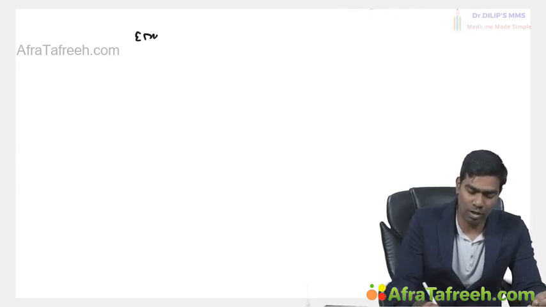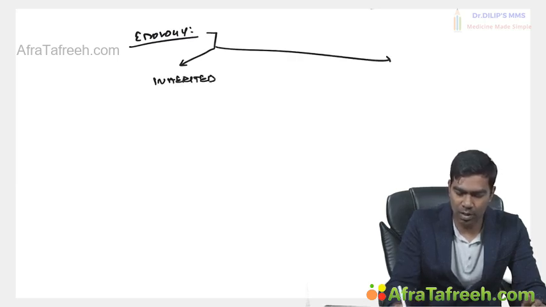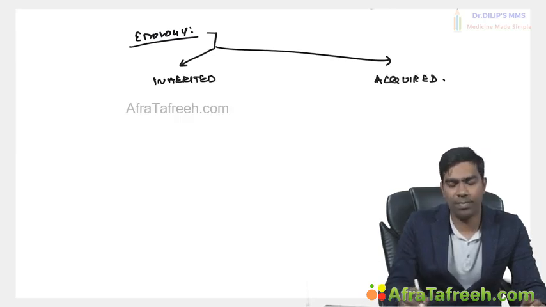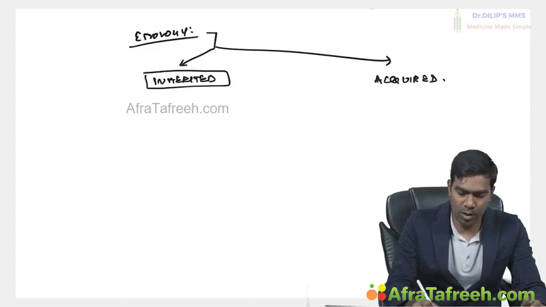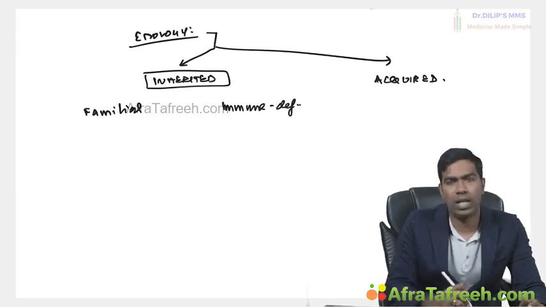First, what will be the etiology of HLH? The etiology of HLH we can classify into two. One is an inherited variety, and the second is an acquired variety of HLH. The inherited variety could be of two types. One is familial HLH, and the second is immunodeficiency-associated HLH.